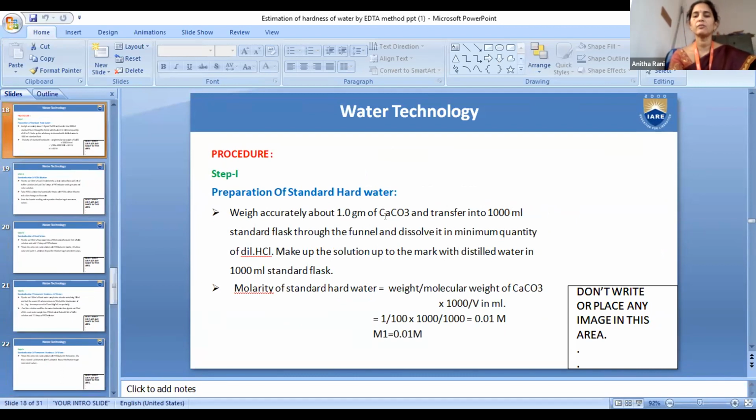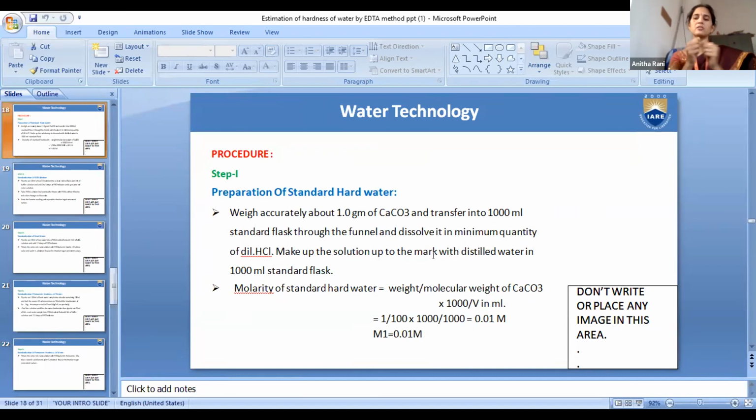We have to add 1 gram of calcium carbonate. So we have to weigh 1 gram of calcium carbonate. After taking the weight, we will transfer it into the 1000 ml standard flask. There is a standard mark on that flask, and up to that mark we have to fill the distilled water.